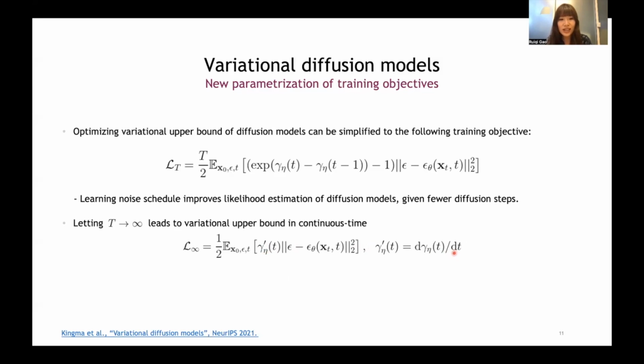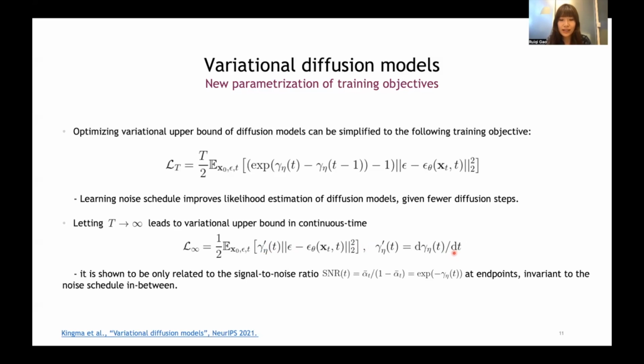More interestingly, this paper shows that if we define the signal to noise ratio as alpha t bar divided by 1 minus alpha t bar, then this L infinity is only related to the signal to noise ratio at the endpoints of the whole forward process. And it is invariant to the noise schedule in between the endpoints.